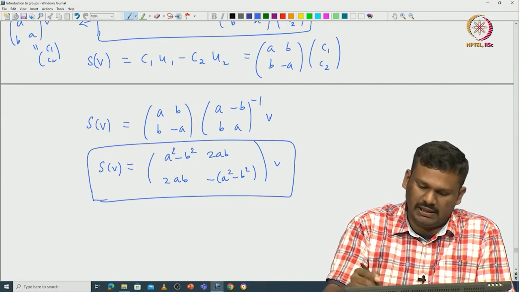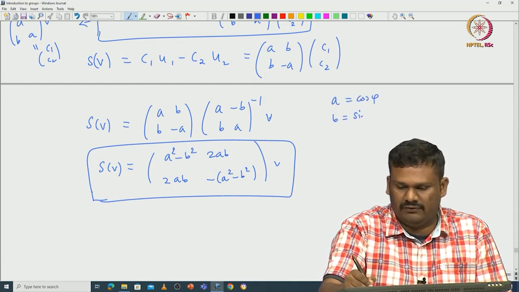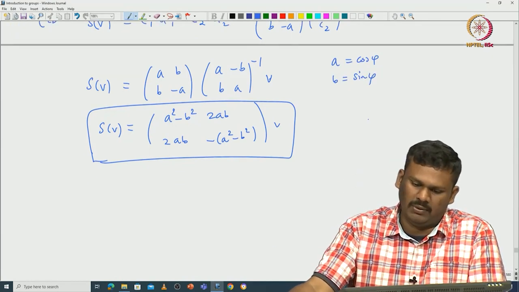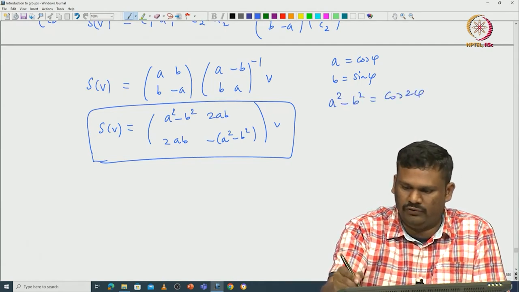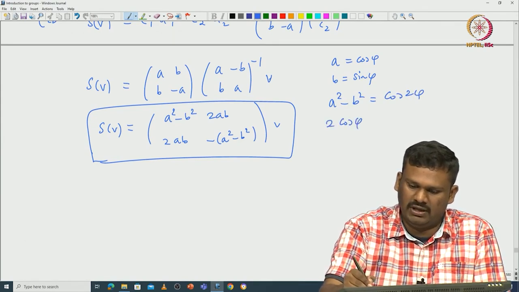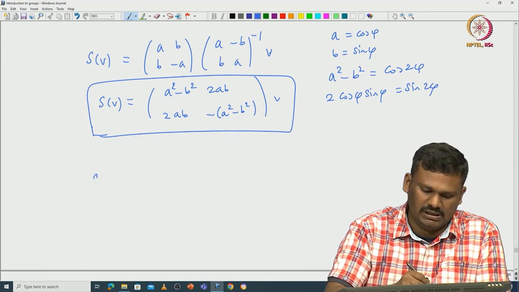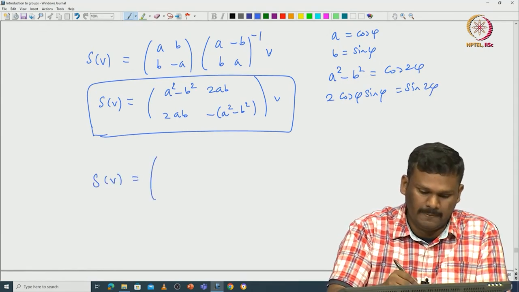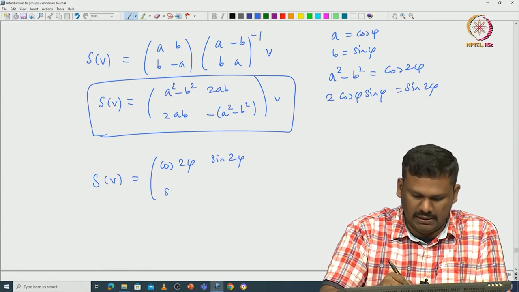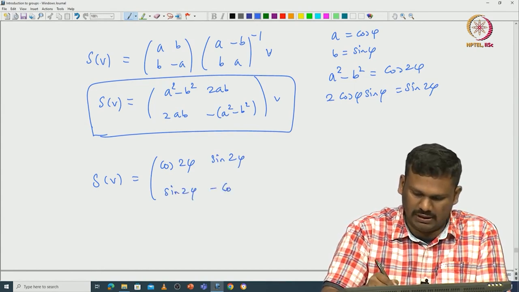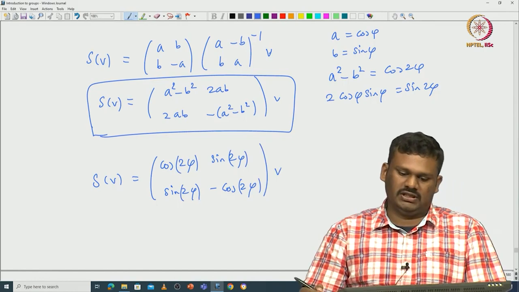Then from this you can see that we got the matrix that we wanted. But what is a? a is cosine phi and b is sine phi. Now use the cosine and sine formulas, then you can easily see that a square minus b square is going to be cosine 2 phi, and 2 cosine phi sine phi is going to be sine 2 phi, and so on. So if you replace that, then S of v is exactly equal to the matrix [cosine 2 phi, sine 2 phi; sine 2 phi, minus cosine 2 phi]. So this is the matrix, very explicitly, which is acting on v.